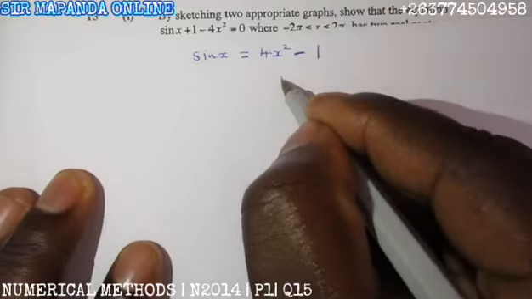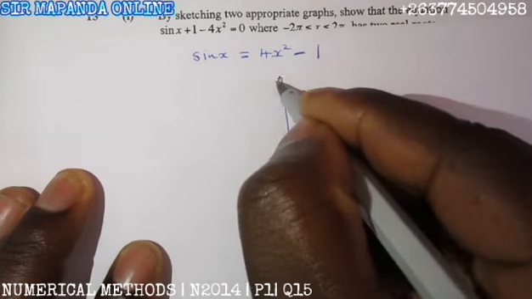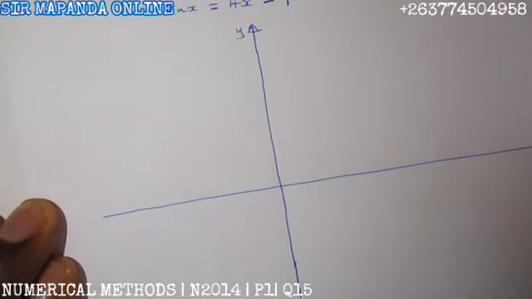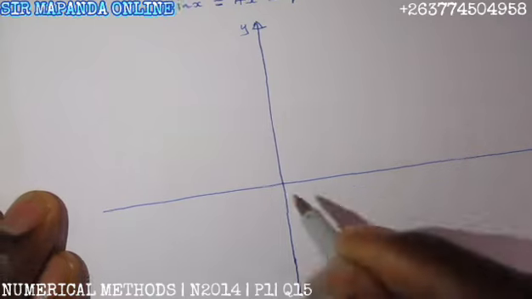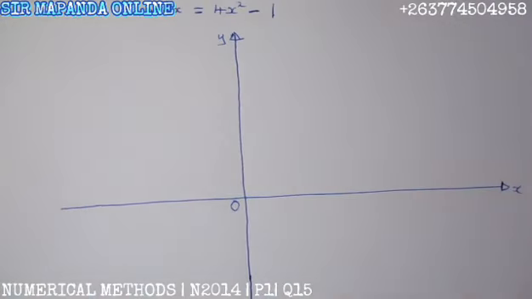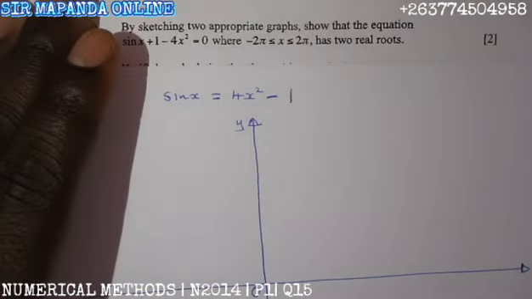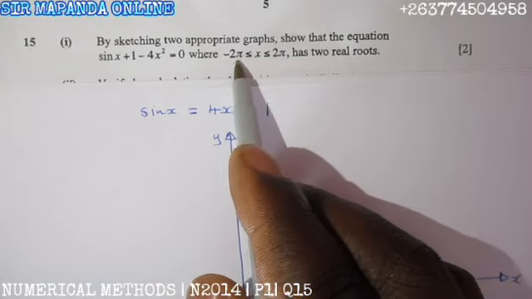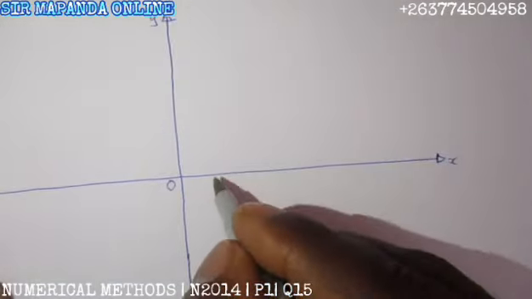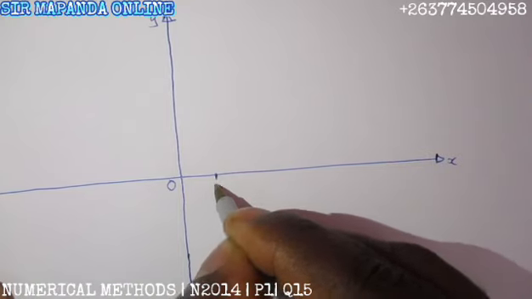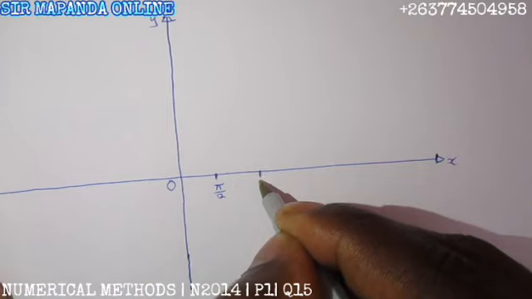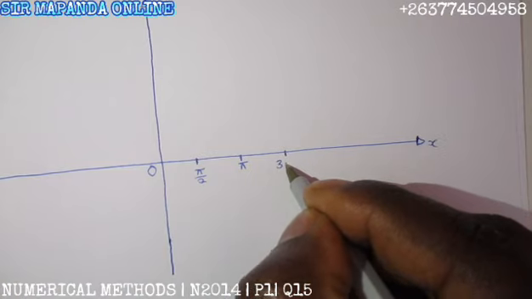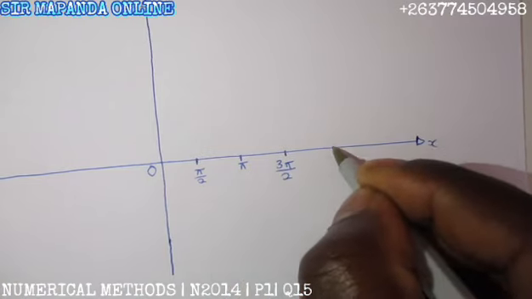Right, so I'm going to draw the y-axis as well as the x-axis. Then we put 0 as our origin. So we are going to use the given range, -2π to 2π. So on this one, I'm going to write π/2. Then you write π. After that, you write 3π/2. Then you write 2π.